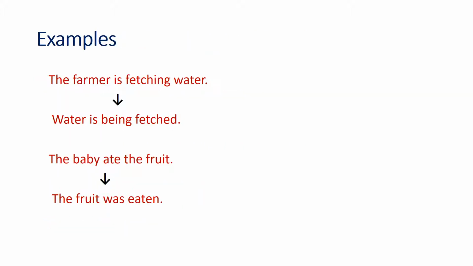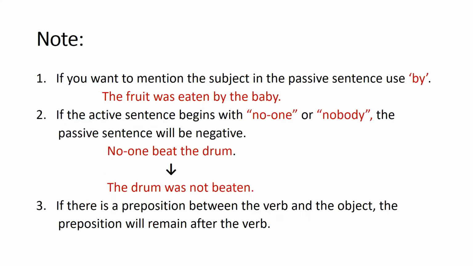Other examples: the farmer is fetching water. We are bringing water at the beginning as our object, and then is being is our form of the verb to be, and then fetched is our past participle form of the verb fetching. The baby ate the fruit will become the fruit was eaten.